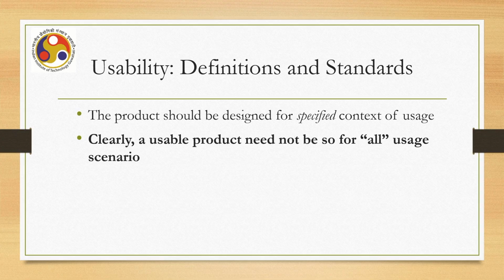Thirdly, the product should be designed for a specified context of use. Clearly, a usable product need not be so for all usage scenarios. So, even if we are assuming that we have specified the users and we are having specified features catering to the needs and expectations of the users, still we should not expect that even for those users it should be usable for all usage contexts. Ideally, the usability is restricted to a specified context of use.